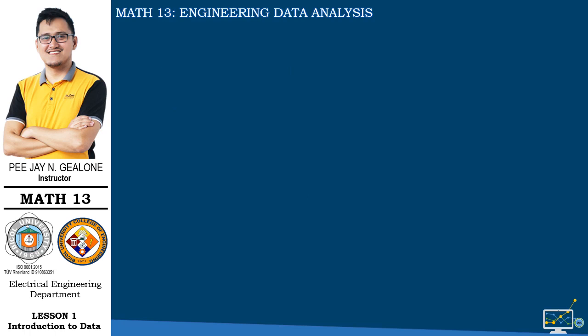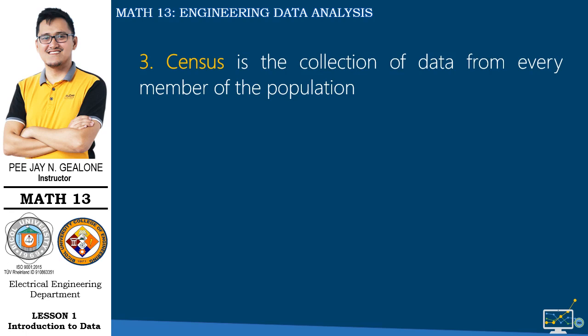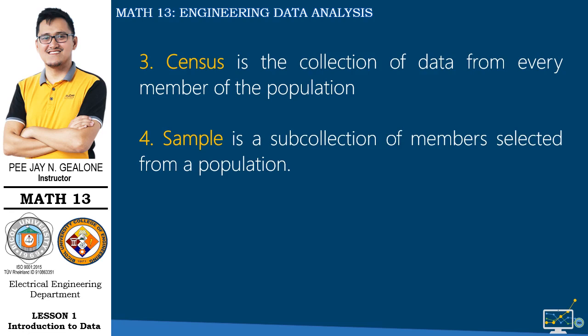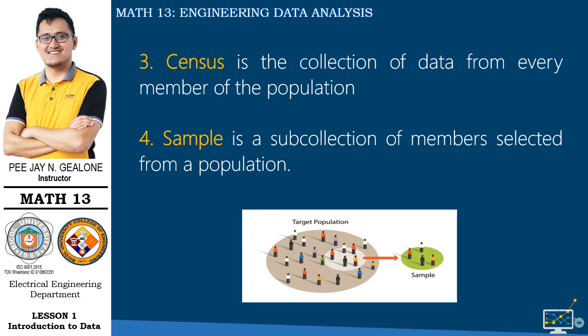Next is the census. Census is the collection of data from every member of the population. As you may remember, I think every 10 years, the country conducts a census in order for the PSA, or the Philippine Statistics Authority, to have data on the current standing of the whole population. The sample, however, is a sub-collection of members selected from a population. Look at this particular figure. If we're talking about Bicol University, the whole population of Bicol University is your population. If we get a sub-collection of members within that particular population, we call it the sample. Say for example, we choose at random 100 students from Bicol University. Those 100 students are your sample, which represents the whole population of Bicol University.